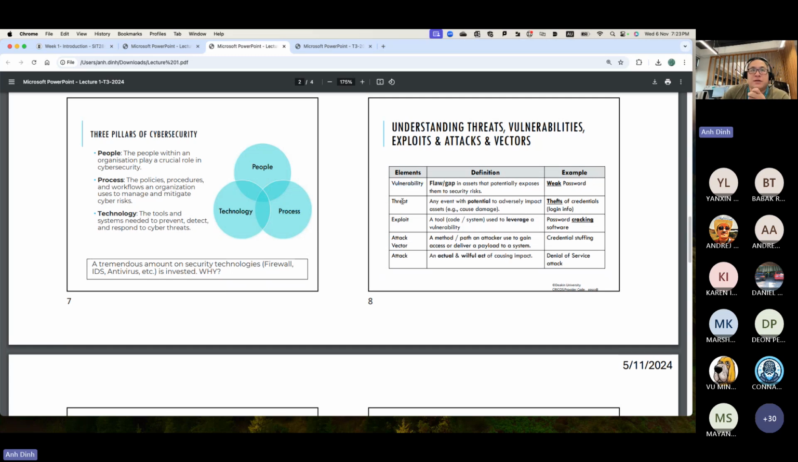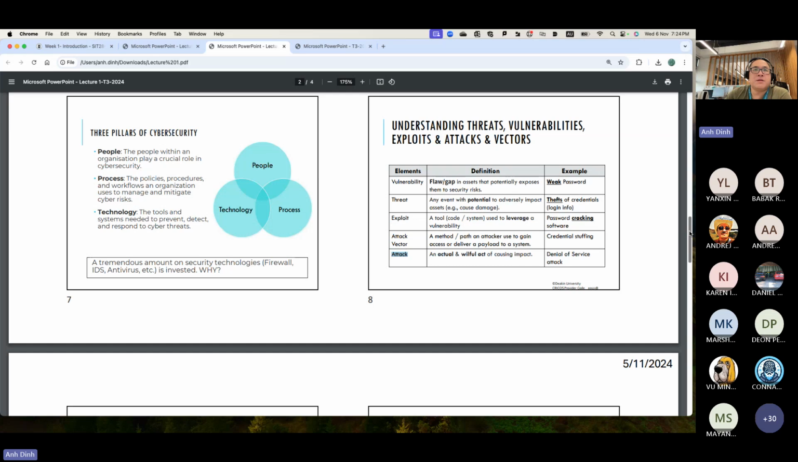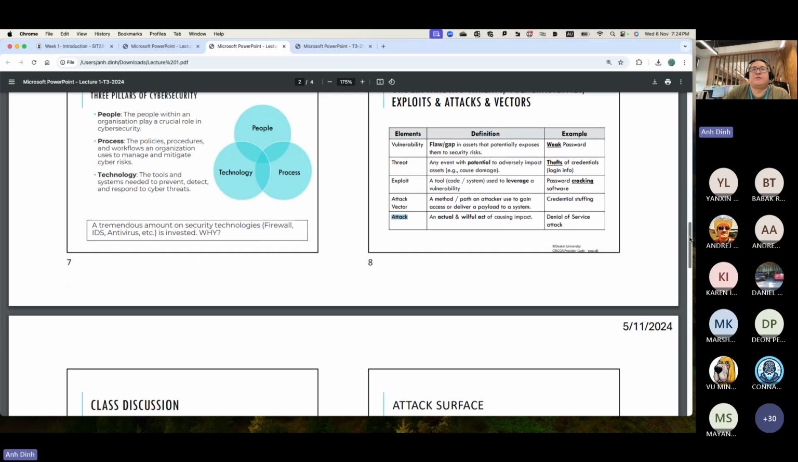Some common terms that you will see whenever you read news and articles on cybersecurity are vulnerabilities, threats, exploits, attack vectors, and attack. Vulnerabilities are the flaws in the assets or in the thing that you are protecting. It's a flaw in the asset that potentially exposes it to risk. A threat is an event that affects the assets in a negative way. An exploit is a way to turn the vulnerability into damage. An attack vector is a method that the attacker uses to compromise the system. And attack is a general term for something that causes impact to the system.